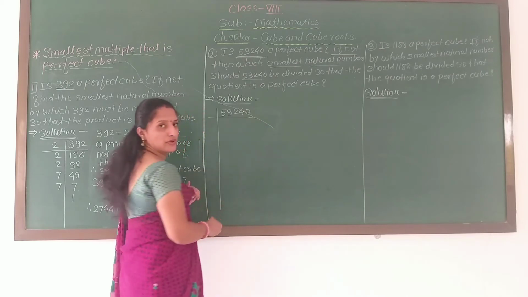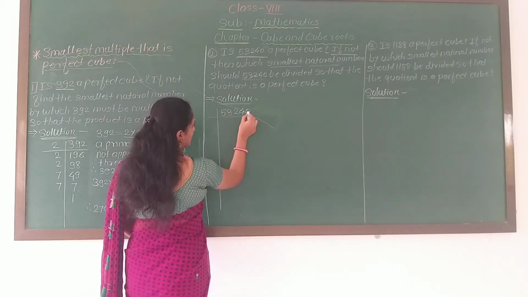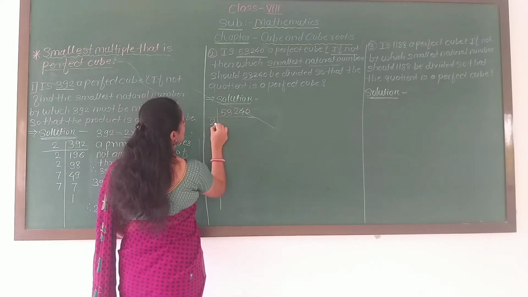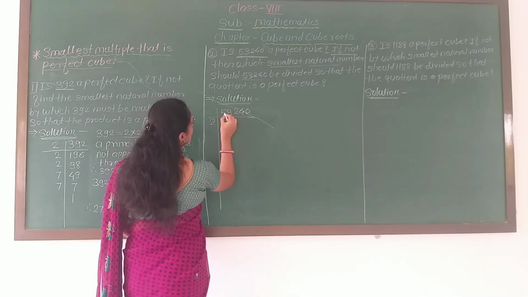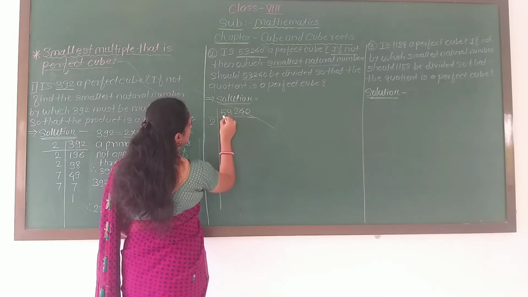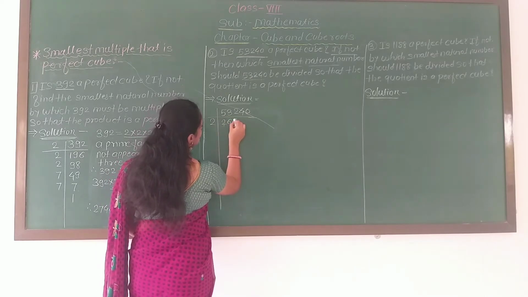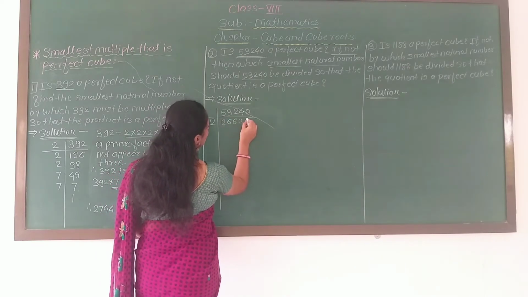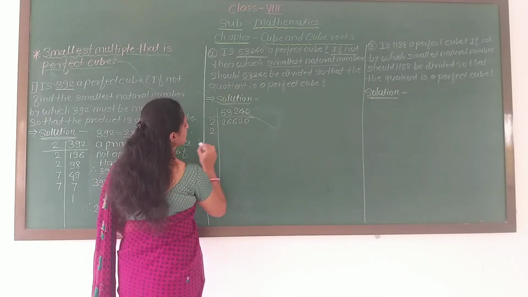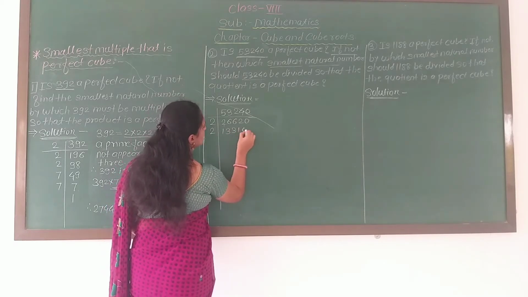53,240. The unit place contains 0, that means this number is divisible by 2. 2 1s are 2. 2 2s are 4, 1 is remainder. 2 6s are 12. 2 2s are 4, 0s are 0. Again, this number is divisible by 2. 2 1s are 2, 2 3s are 6, 1 0.